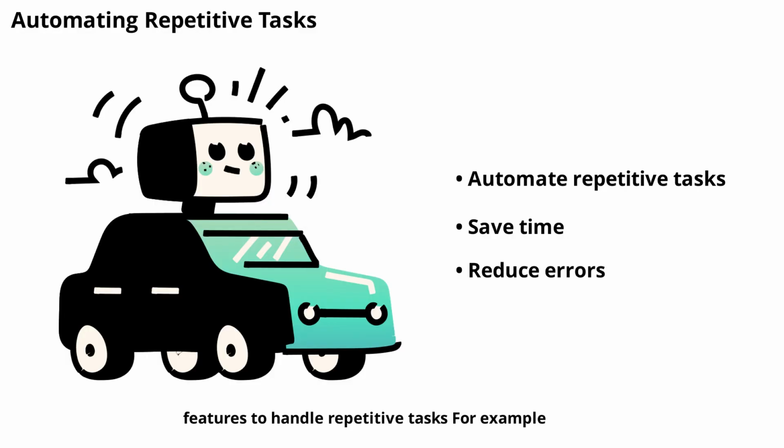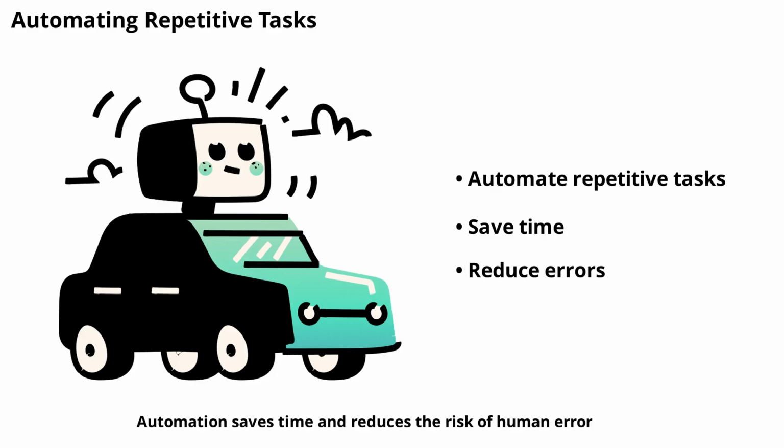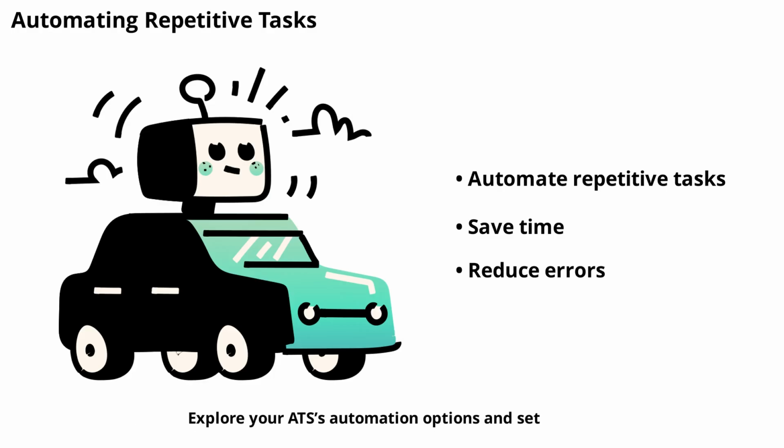For example, you can set up rules to automatically assign tasks, send reminders, or update statuses. Automation saves time and reduces the risk of human error. Explore your ATS's automation options and set up rules that fit your project's workflow. This will help your team work more efficiently and focus on higher value activities.